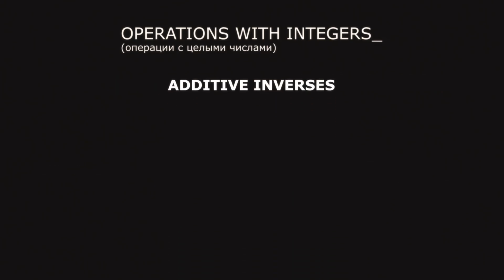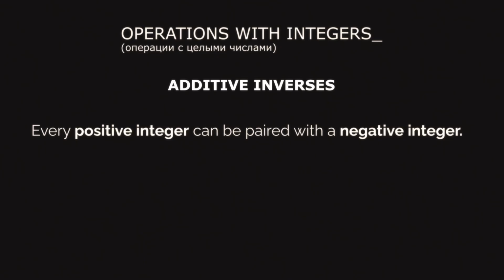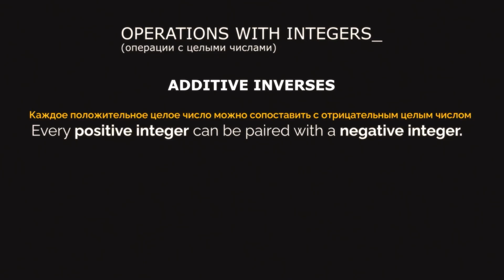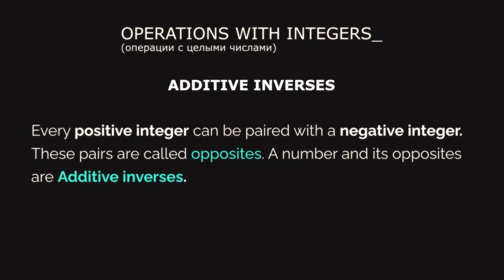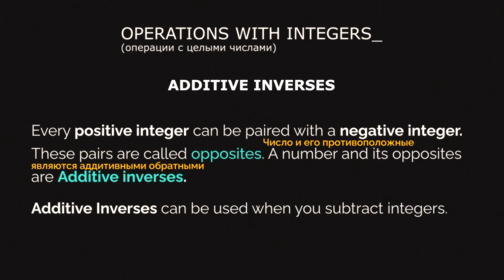Additive inverses. Every positive integer can be paired with a negative integer. Каждое положительное целое число можно сопоставить с отрицательным целым числом. These pairs are called opposites. Такие пары называются противоположными числами. A number and its opposite are additive inverses. Число и его противоположное являются аддитивными обратными. Additive inverses can be used when you subtract integers. При вычитании целых чисел можно использовать аддитивные обратные.